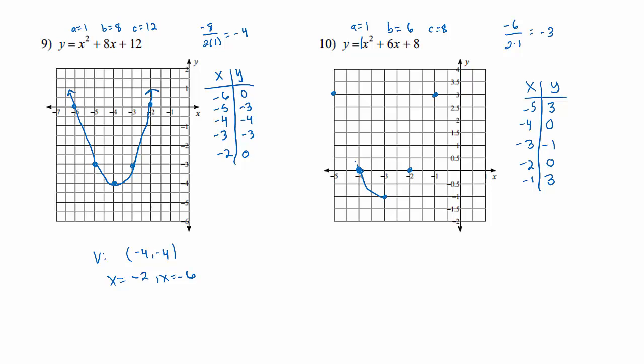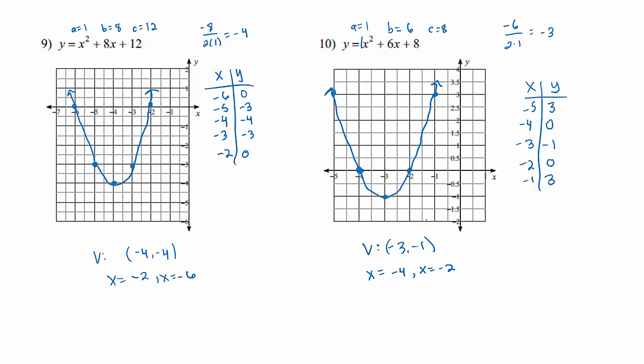So our vertex is -3, -1, and our solutions are -4 and -2. So that's how we graph, and that's how we would talk about the solutions of a graph.